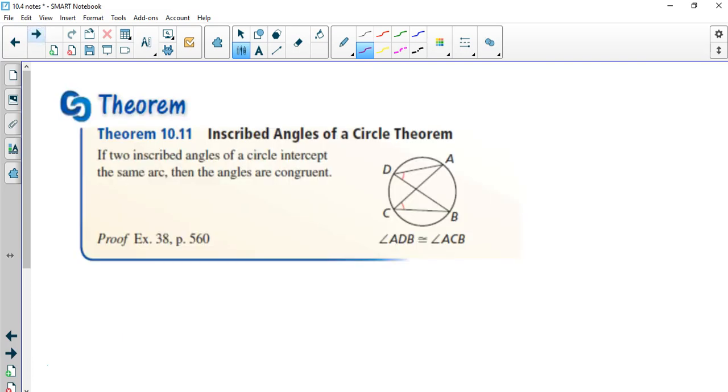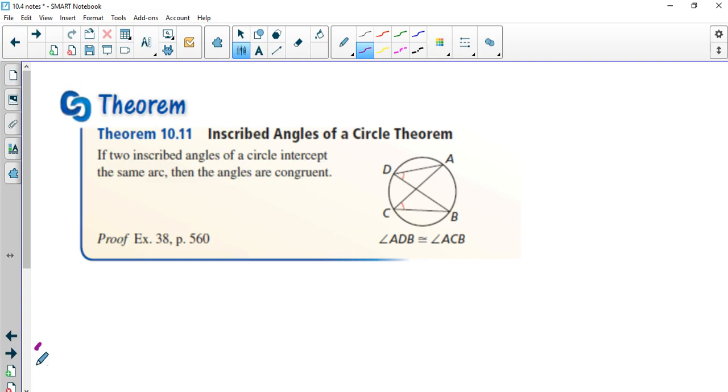Okay, new theorem. Inscribed angles of a circle theorem. If two inscribed angles of a circle intercept the same arc, then the angles are congruent. So let's look at this. Angle ADB. Okay, so this theorem is actually, we just proved it based on the previous problem we just did.